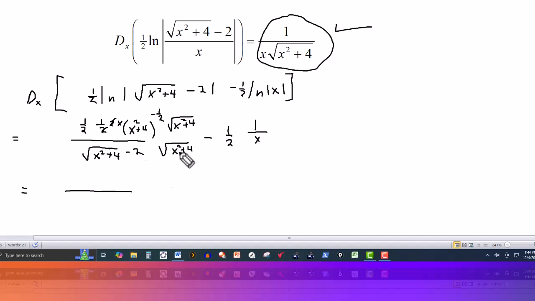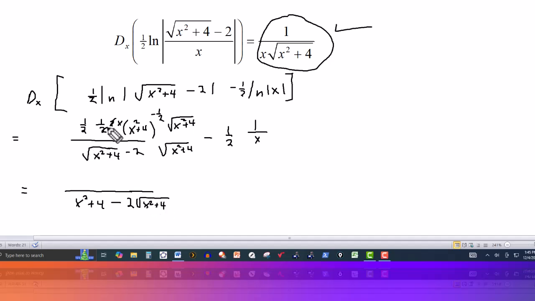Square root of x squared plus 4 times the square root of x squared plus 4 gives me x squared plus 4 quantity squared for the radicand, but then that's the square root. So that just comes out to x squared plus 4. And then it's minus, I'm also multiplying the minus 2. So this will be minus 2 times the square root of x squared plus 4.